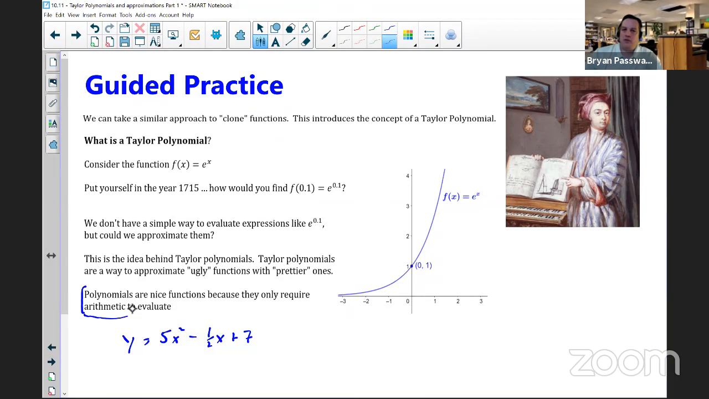If you can do those four things, you could plug numbers in and then compute it. It might take some work, right, doing it by hand, but at least you have a way to do it. And so if we could somehow clone or create a new function that looks kind of like this e to the x function, but it's a polynomial, that will allow us to approximate these more ugly functions.